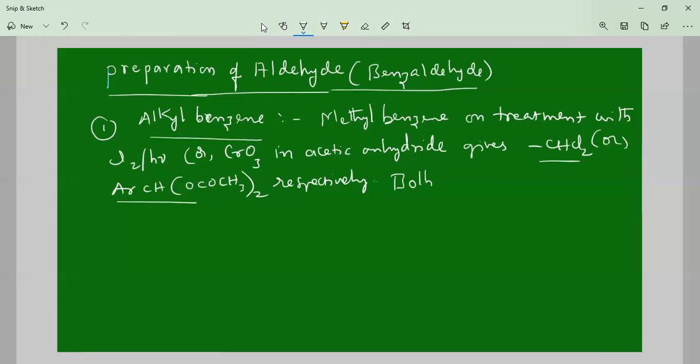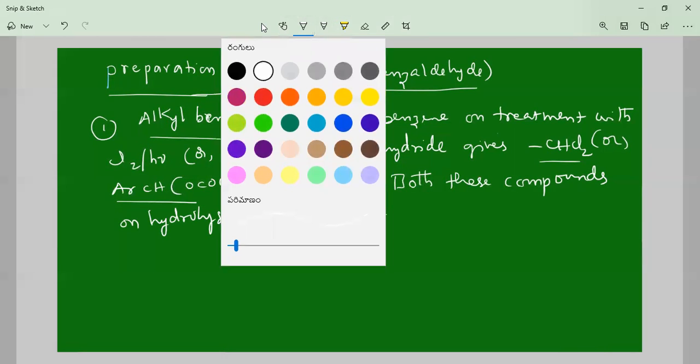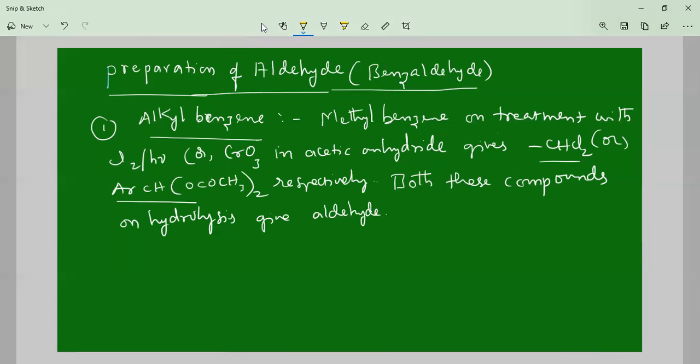So, the final point in the discussion is that both these compounds on hydrolysis definitely will give aldehyde. What is the expected one? Benzaldehyde. Definitely that will come when we have done the process. What is the chemical equation which is required for this process?